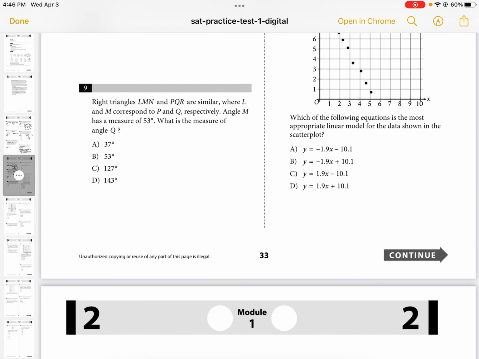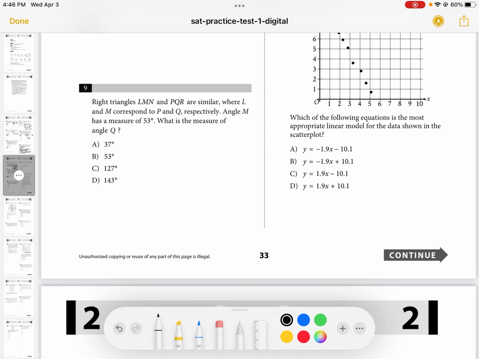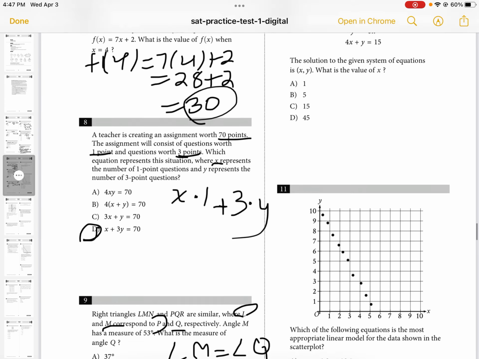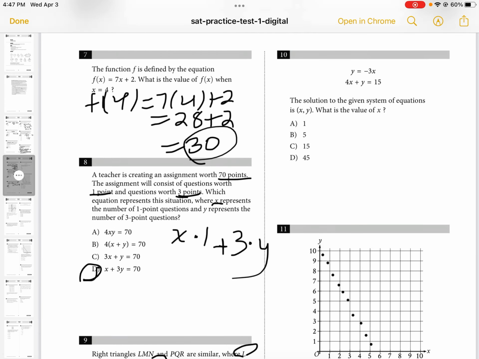Right triangles LMN and PQR are similar, where L and M correspond to P and Q, respectively. Angle M has a measure of 53 degrees. What's the measure of angle Q? Well, similar triangles have the same angle measures. So if L corresponds to P and M corresponds to Q, angle M will be equal to angle Q. So they're 53 degrees. Next question. Alright, number 10.